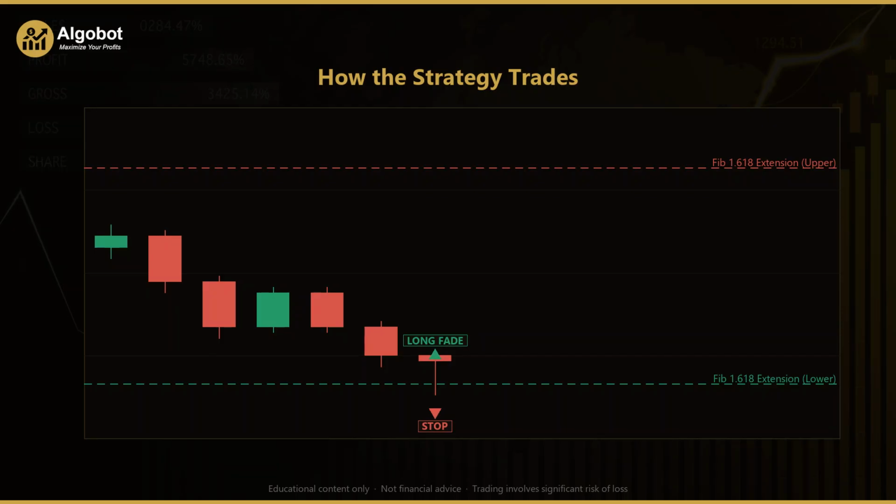Now watch the extension leg. Price accelerates lower, and on the 6th candle it pierces below that lower extension line, poking through it to a fresh low. But here's the key. Instead of closing below the line, the bar snaps back and closes bullish, right back above the extension. Momentum failed at the projected exhaustion point. That's the exact condition the strategy waits for, and the long fade entry marker appears.